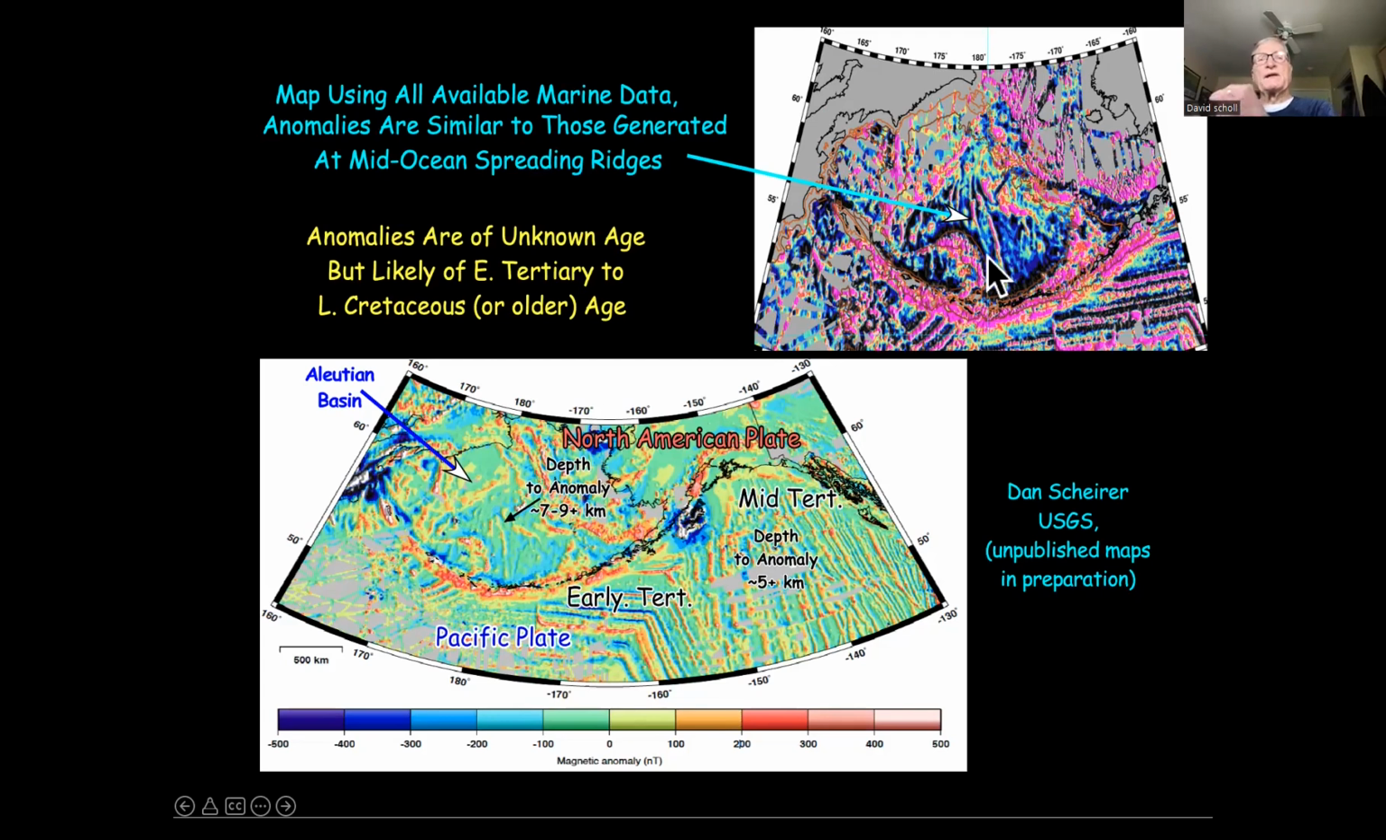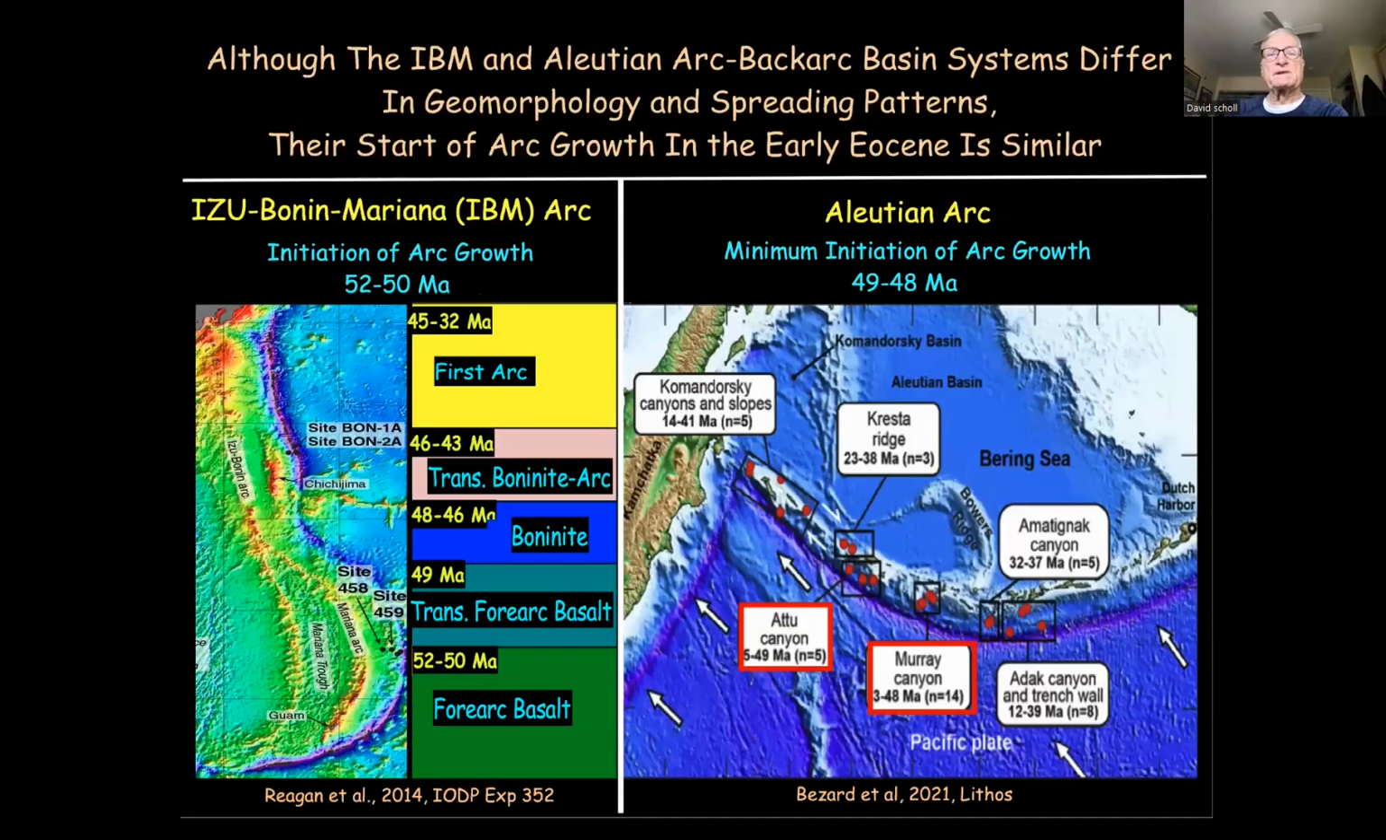So Dan's feeling was that the anomalies are of unknown age, but likely early Tertiary. They're certainly not from the quiet zone or Cretaceous age, and they're very bold and very MORB-like. So that was also not typical of the Western Pacific back arc basin spreading anomaly systems.